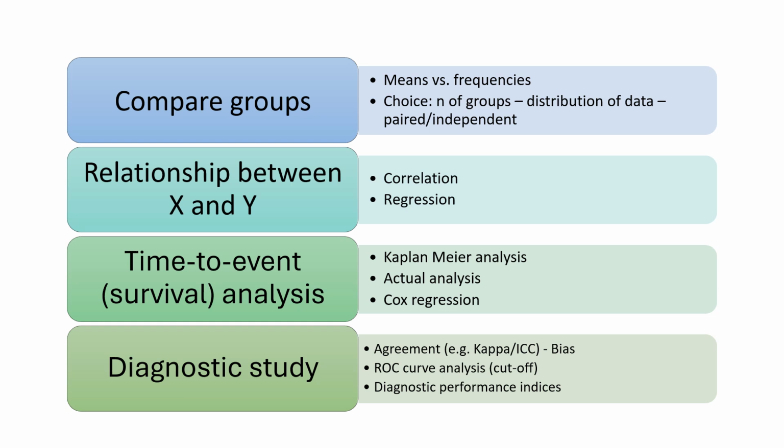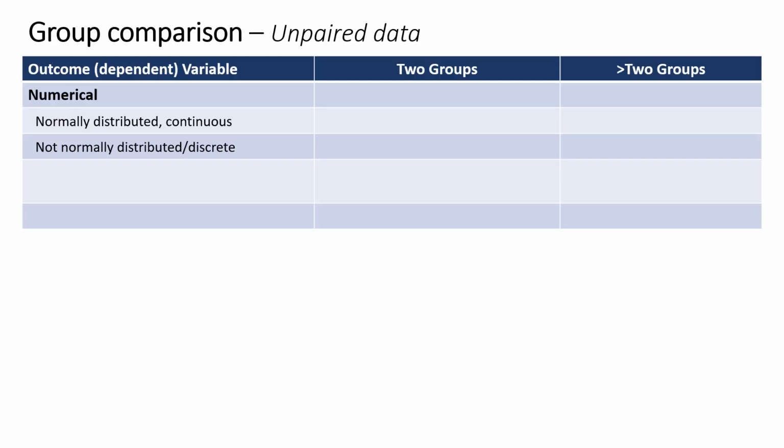In diagnostic test studies, we are concerned with proving that there is a good agreement between our method and the standard, and to measure the extent of disagreement between these two methods, or the so-called bias. Sometimes we need to figure out a cutoff value, and this is typically done using ROC curve analysis. And finally, we often want to calculate the diagnostic performance indices or the diagnostic accuracy indices.